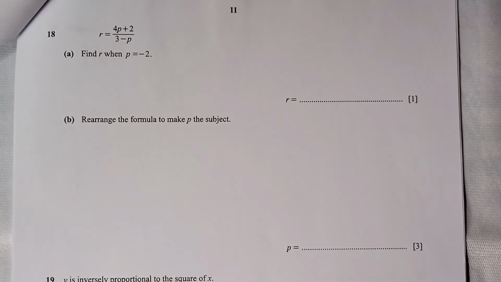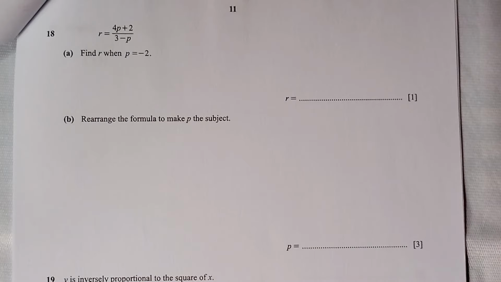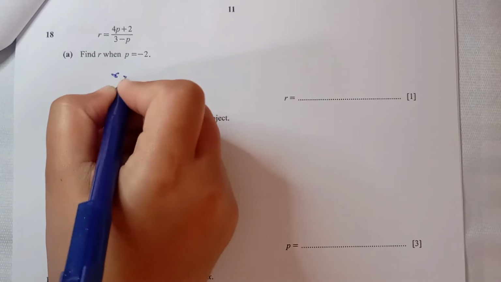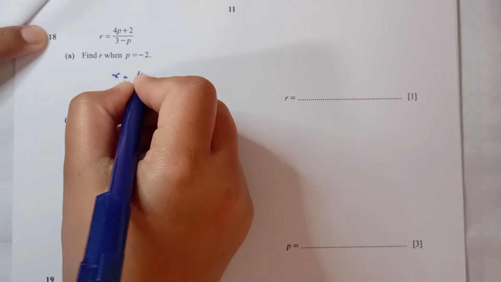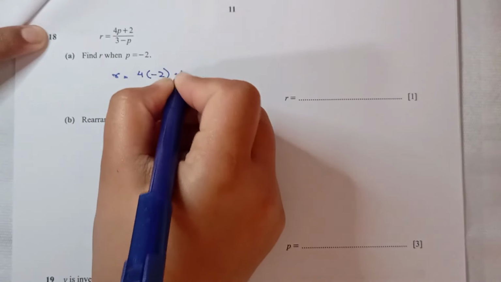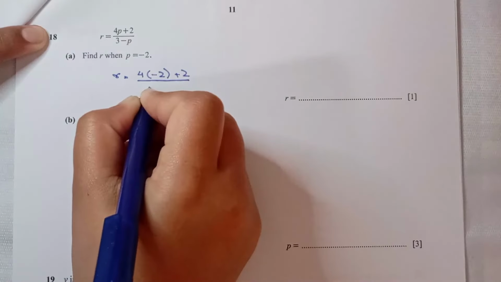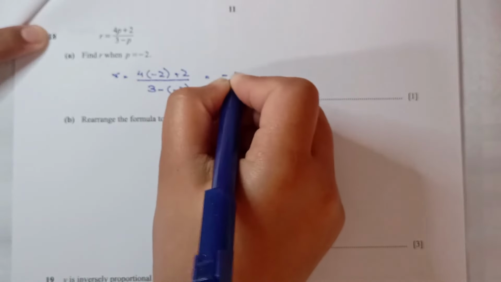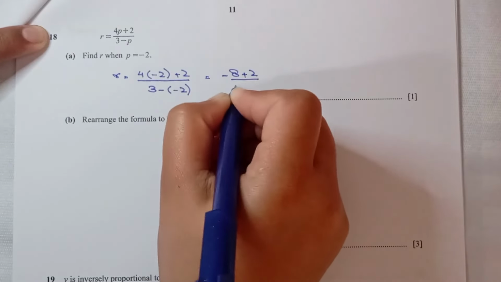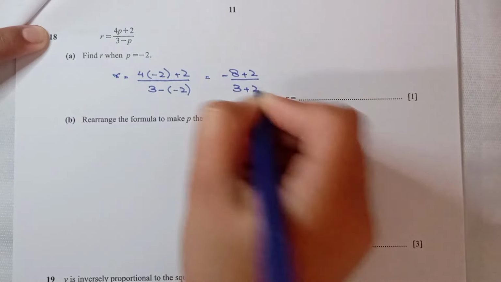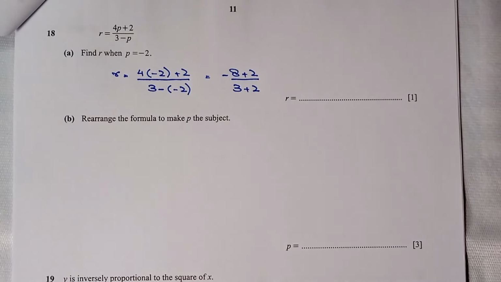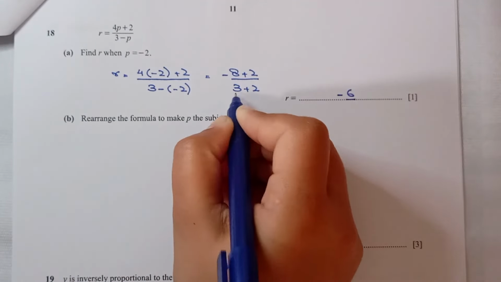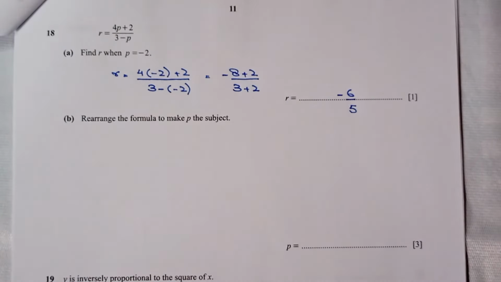Now question number 18, in A part, find R when P is -2. So just substitute P equals -2 in R. So R would be equal to 4 times -2 plus 2 divided by 3 minus -2. Okay, 4 times -2 is -8. -8 plus 2 divided by 3 plus 2. So -8 plus 2 would be -6. So it is -6 over 3 plus 2 is 5. So -6 out of 5.